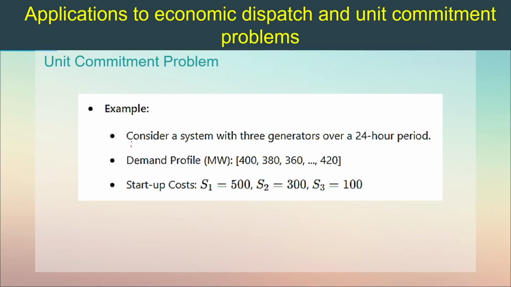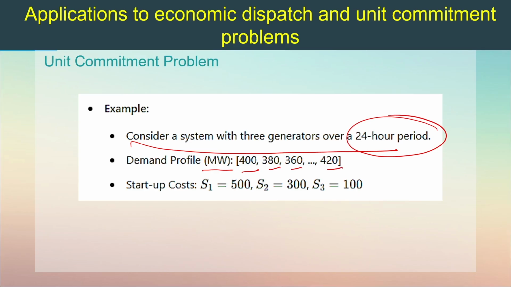To further understand that, let us take an example. If you want to apply the idea of the unit commitment problem, let us consider a system with three generators running over a 24-hour period. What is the demand profile? The demand profile is represented in megawatts: 400, 380, 360, and so on, up to 420. For each demand level, you have startup costs S1, S2, S3.